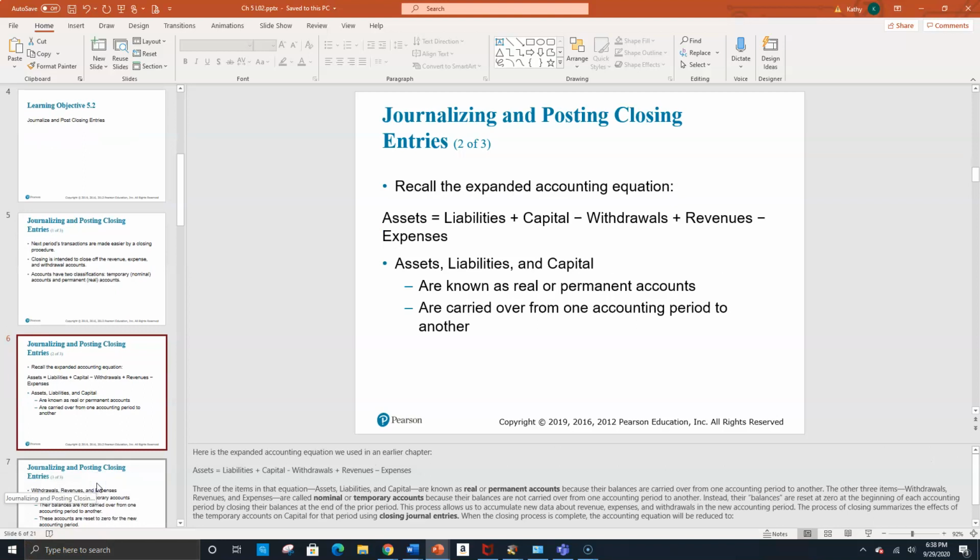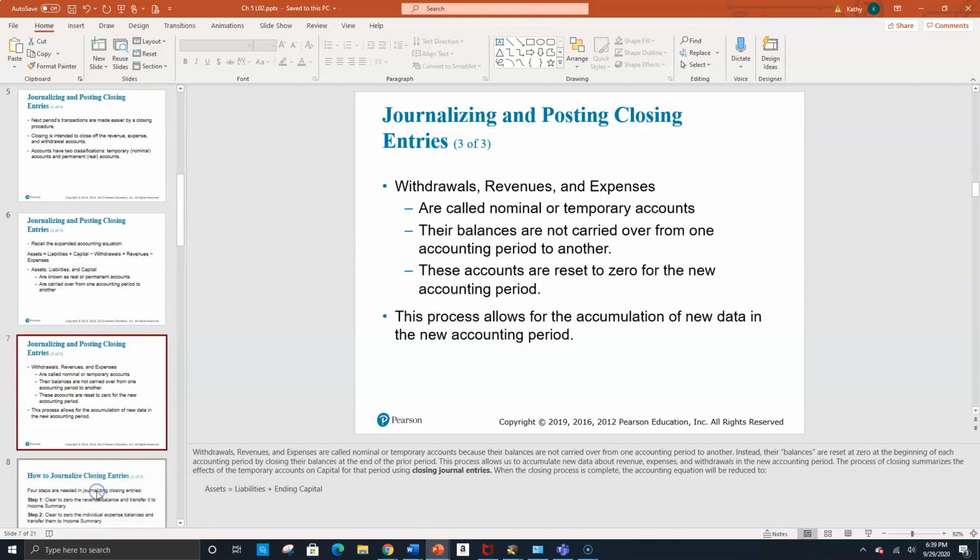Okay, so recall the expanded accounting equation. Assets equals liabilities plus capital minus withdrawals plus revenues minus expenses. Assets, liabilities, and capital are known as real or permanent accounts, and are carried over from one accounting period to another. Withdrawals, revenues, and expenses are called nominal or temporary accounts. Their balances are not carried over from one accounting period to another. These accounts are reset to zero for the new accounting period. This process allows for the accumulation of new data in the new accounting period.